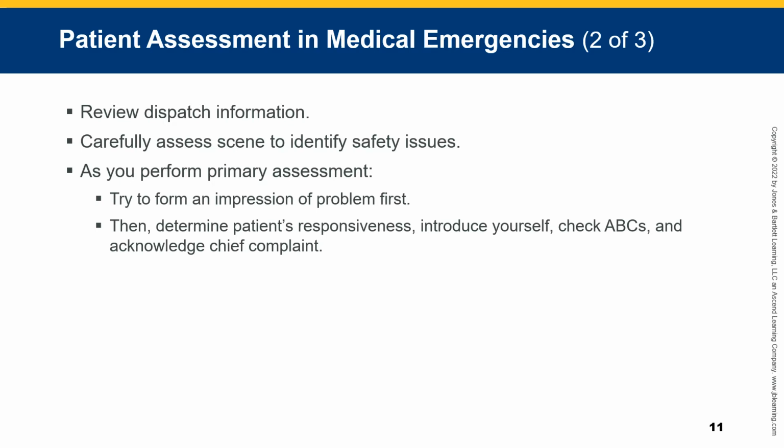You want to make sure you carefully assess the scene to identify pertinent safety issues for you and your patient. And remember that I mentioned that you and your team's safety are always the number one priority. As you perform your primary assessment, first try to form an impression of the patient's problem, then determine the patient's responsiveness, introduce yourself, check the patient's ABCs, that's airway, breathing, and circulation, and acknowledge the patient's chief complaint.